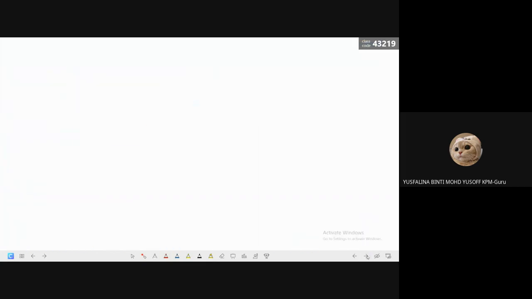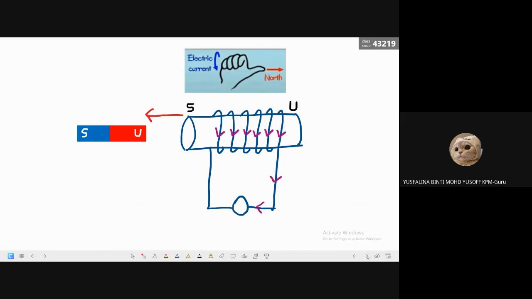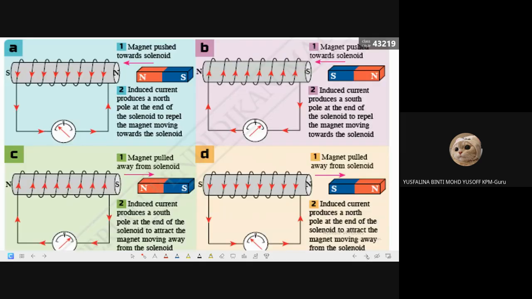Okay, so I will not discuss this one. This one also same. This is like repeated again. So this one I think you can see in the textbook, right? What happened. So you can see the direction of the galvanometer, right? It is always opposite, right? You see it flows to the right, then it goes to the left.